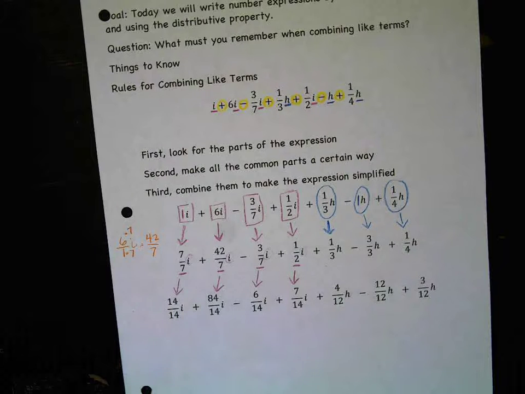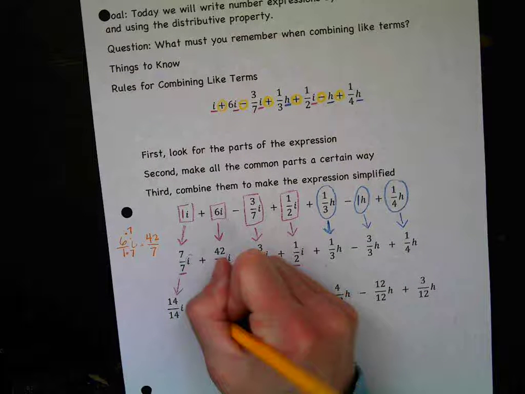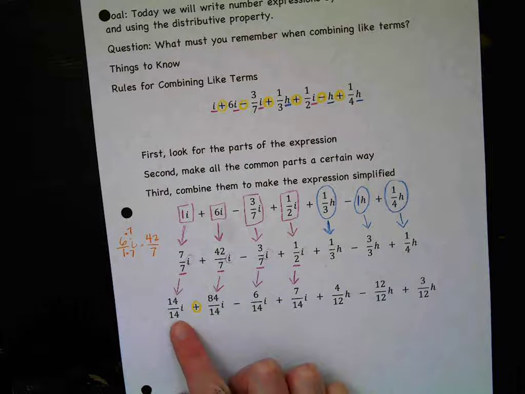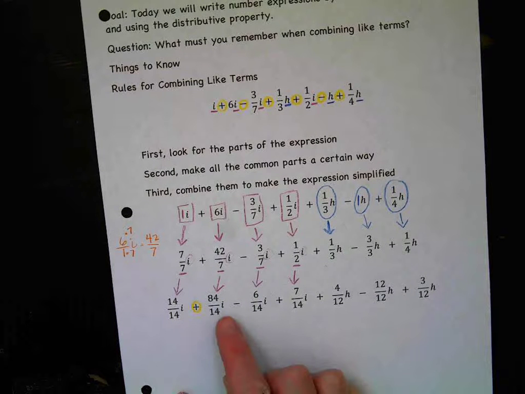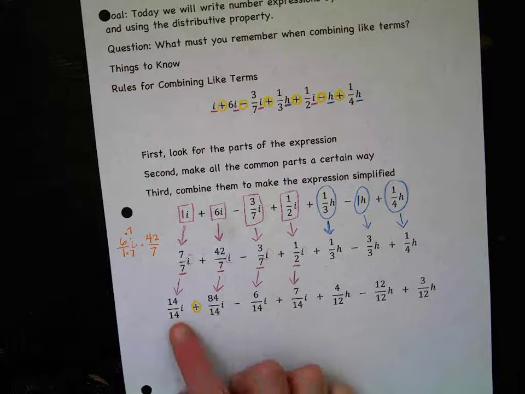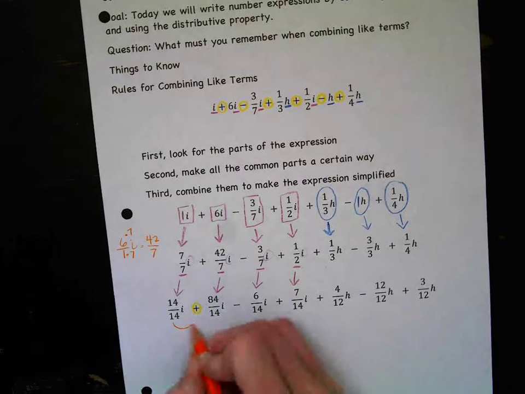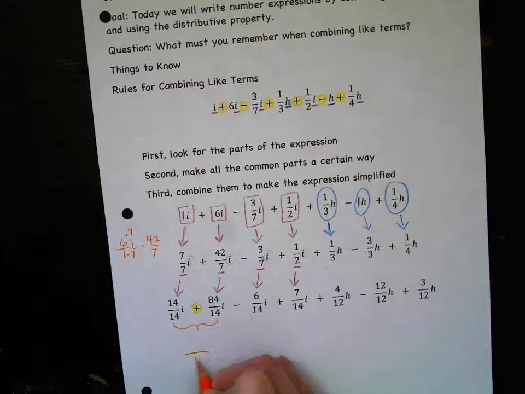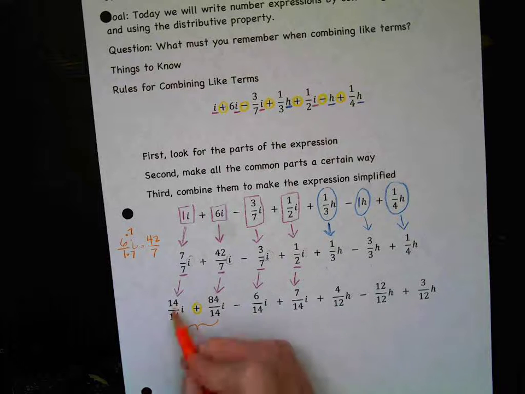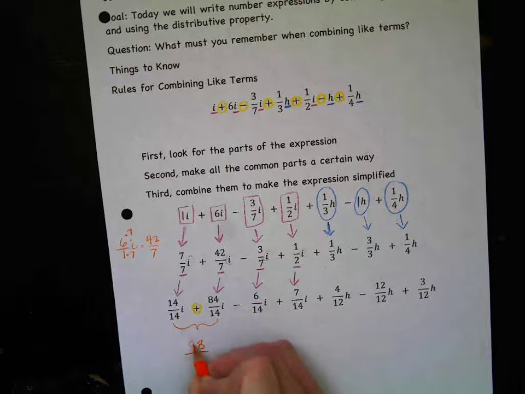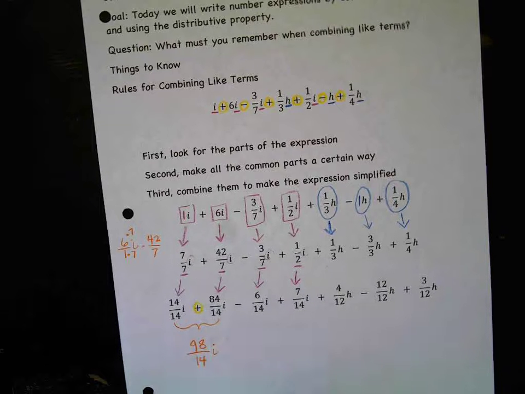Now I have all common denominators, and now I can use those mathematical operations that we've been working with to figure them out. So this one says 14/14 i plus 84/14 i. So remember, when you're adding fractions, all you do is keep the denominator the same. So this would remain as 14, right? But then you add the numerators. So 14 plus 84 is 98, and now those two combined make 98/14 i, okay?